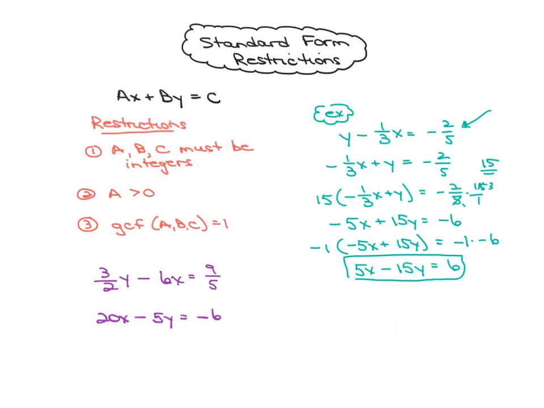Before you go, now that you know the restrictions for A, B, and C, you as a mathematician should now consider how strict do you want to be with yourself? Do you want to always follow these instructions? Do you want to never follow these restrictions? Or do you want to find there's some cases when you do and some cases when you don't?